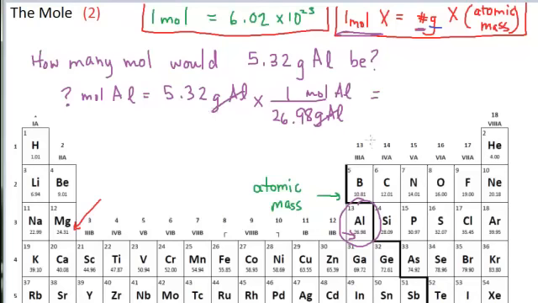I punch it in my calculator. 5.32, I'd hit divided by the 26.98 because it's on bottom. This number has 3 sig figs, this number has 4 sig figs, so I'll round my answer to 3 sig figs, and I get 0.197 moles of aluminum.